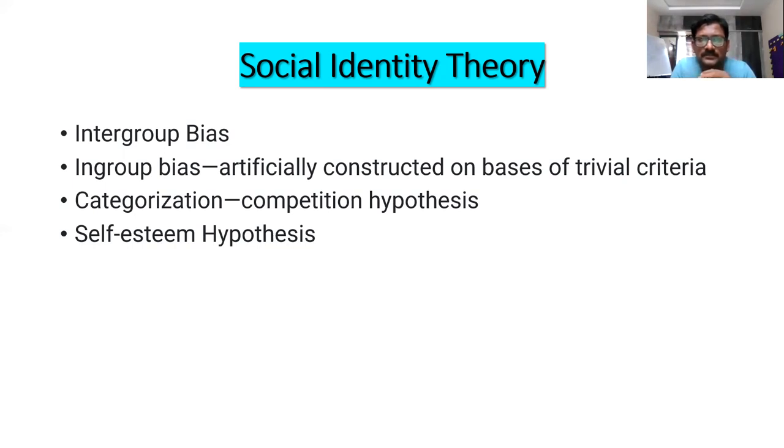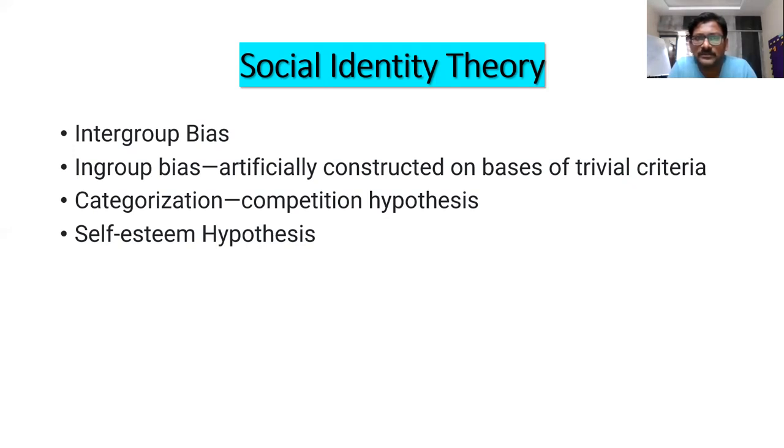So especially when we talk about the categorization and competition hypothesis, we perceive members of the outgroup as more similar to each other than they actually are, while seeing members of the in-group as individuals. So this is the intergroup bias hypothesis.